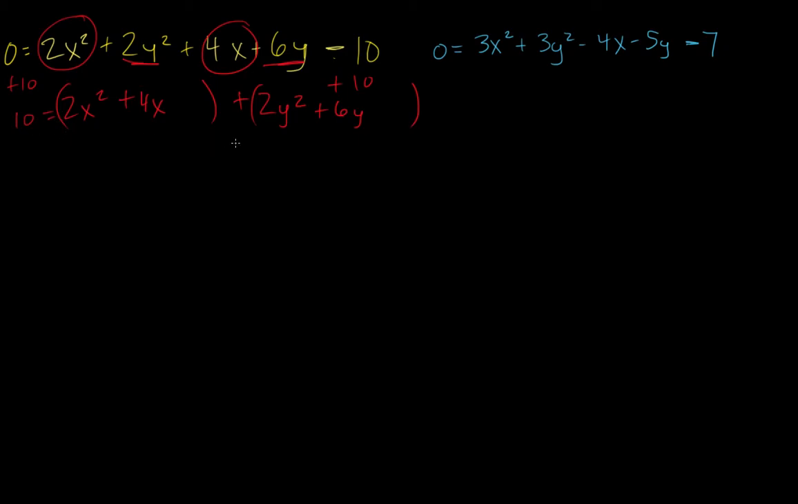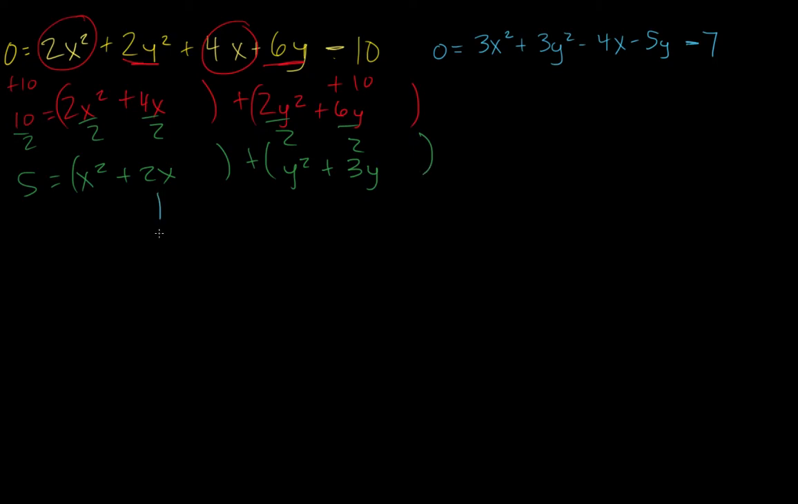Now we're going to divide everything by the a term. Because this is a circle, the a term on both the x's and the y's will be the same, and so we just divide everything by 2. So it's going to be 5 equals x squared plus 2x, and then y squared plus 3y.